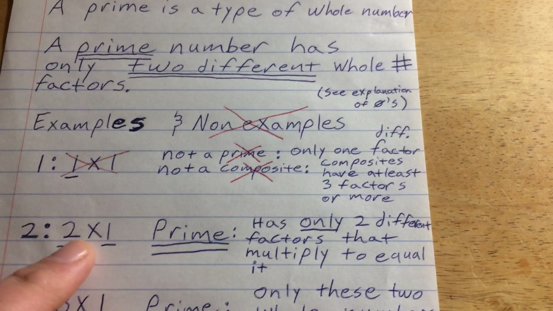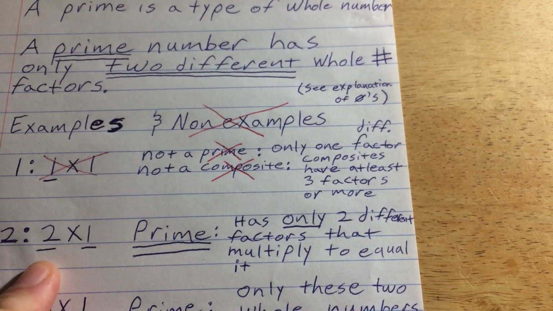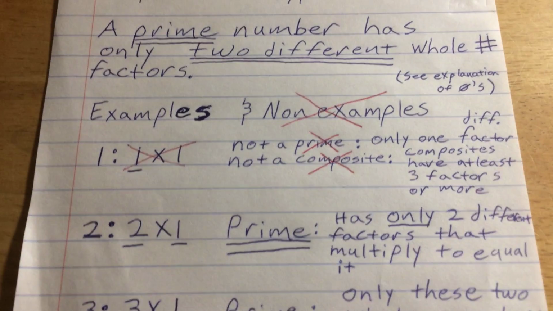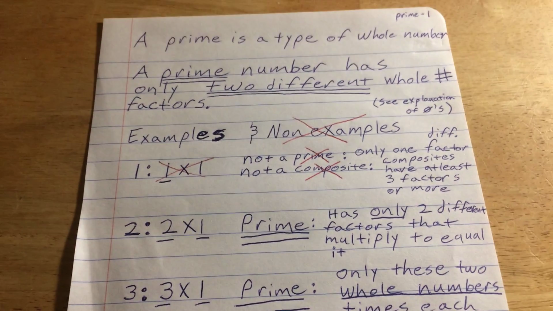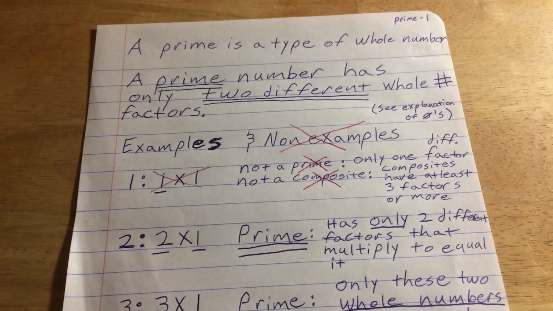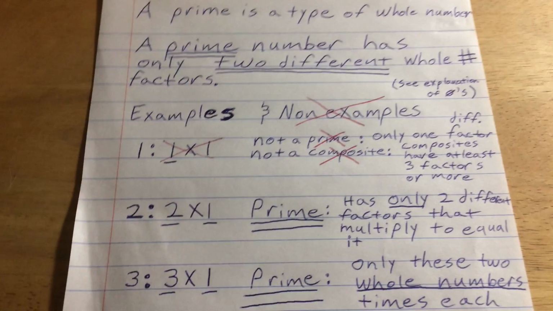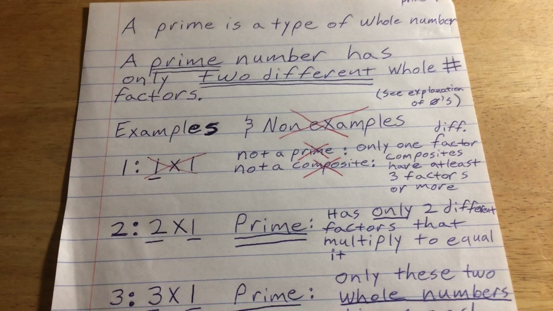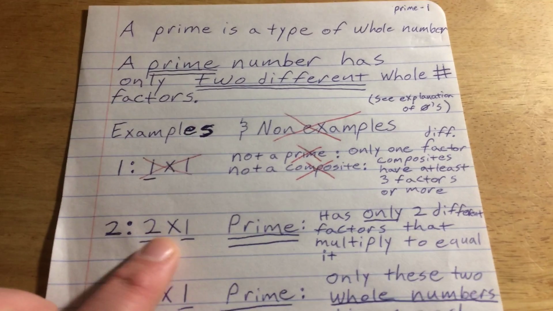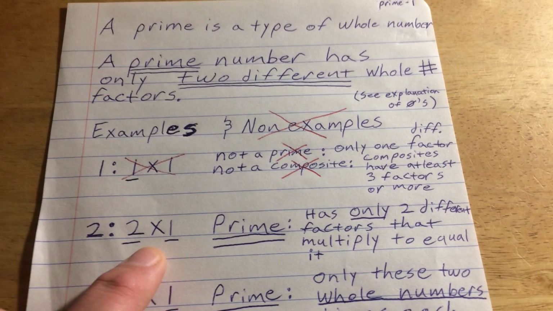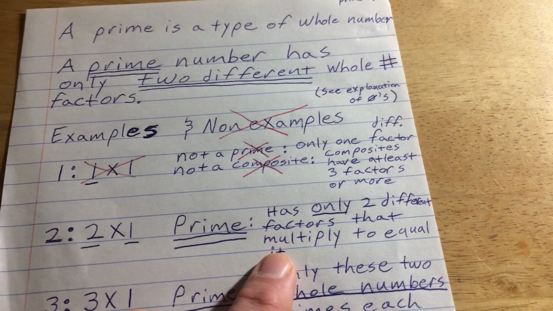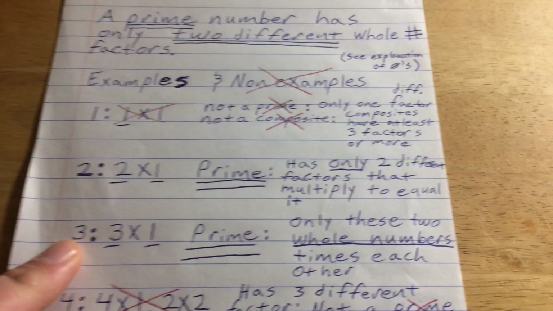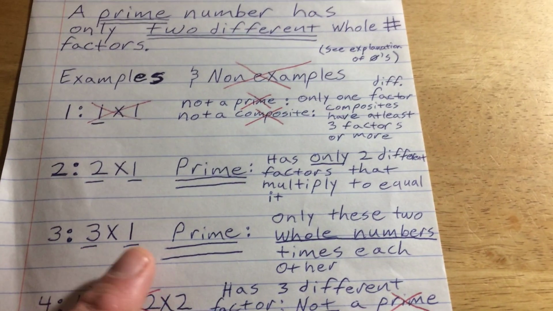2 times 1, okay, well, there's 2 different factors. Is there anything else that would equal 2? Well, obviously, there's 4 times 0.5, but again, that's a decimal. And so as far as whole numbers, the only thing that multiplies together to equal 2 is itself times 1. And so those are the only 2 different factors. So it is a prime. It is a prime number. Same thing with 3. Only 3 times 1 can equal that.